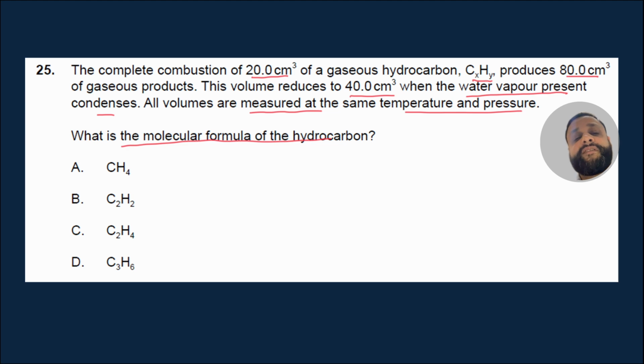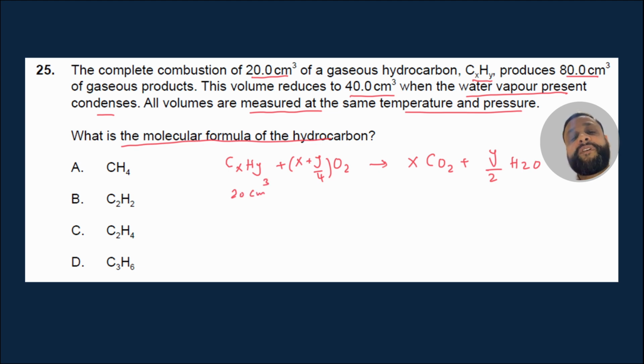So let's write down the general equation for combustion of hydrocarbons. CxHy plus O2 will produce x CO2 plus y over 2 H2O. Oxygen will be x plus y over 4. So we started with 20 centimeter cube of CxHy, and the volume of carbon dioxide produced is 40 centimeter cube, and the volume of water produced is 40 centimeter cube as well.